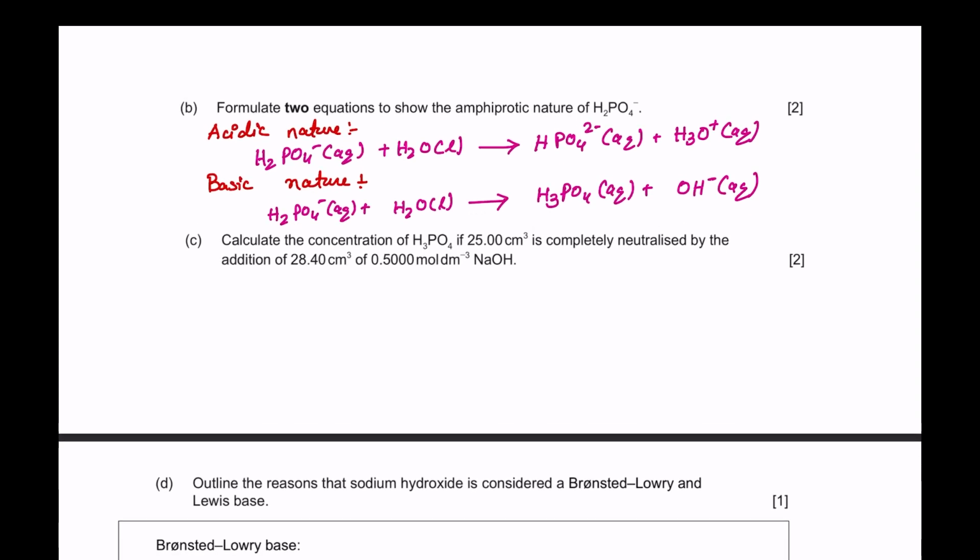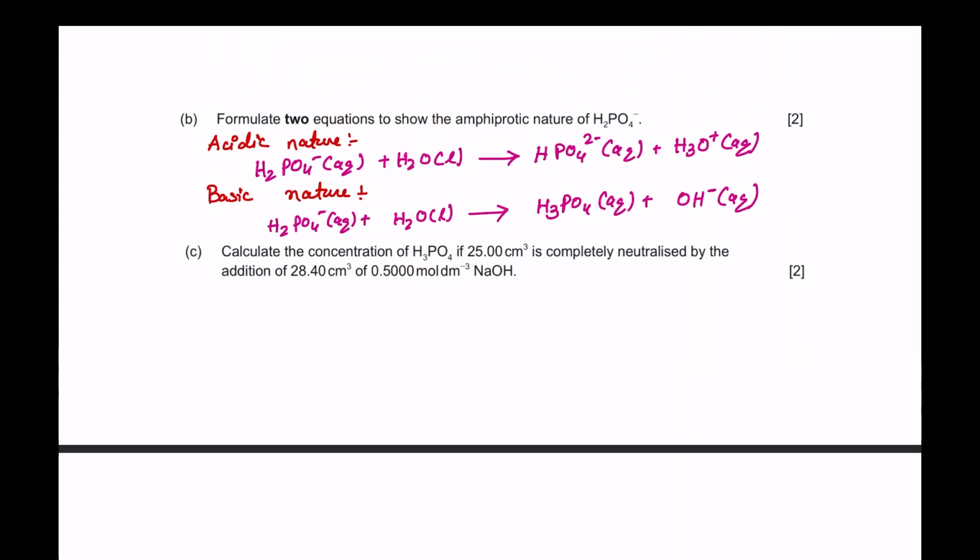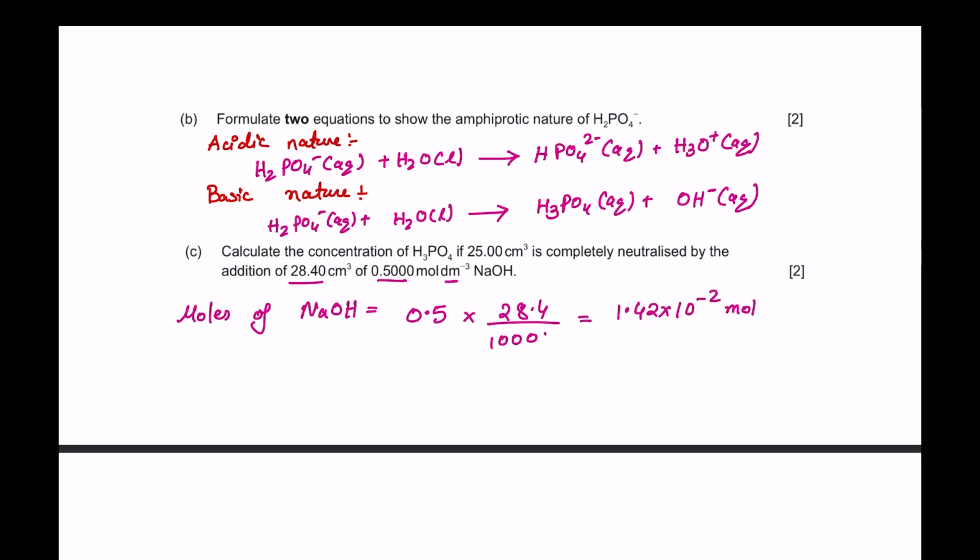So probably I would require another page here. Yeah, done. So we have to calculate the concentration of H3PO4 if 25 centimeter cube is completely neutralized by addition of 28.4 centimeter cube of 0.5 mole per dm cube NaOH. Let's try to find out the moles of NaOH first. How would we do it? We have to multiply the concentration with the volume, and obviously convert this volume to decimeter cube. So 0.5 times 28.4 divided by 1000. This will convert to 1.42 times 10 to the power minus 2 moles. This is the moles of NaOH.